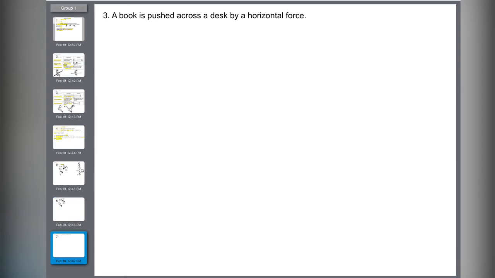A book is pushed across the desk by a horizontal force. Okay, a little bit more fun now. Okay, I have a book. What are the forces that are acting on it? Hopefully you got your force of gravity. You put it on every single one of these free body diagrams. What are the names of these diagrams again? Yes, free body diagram. Okay, it is sitting on a desk. That means it has force of normal. Okay, whenever there's a surface, there is a force of normal.